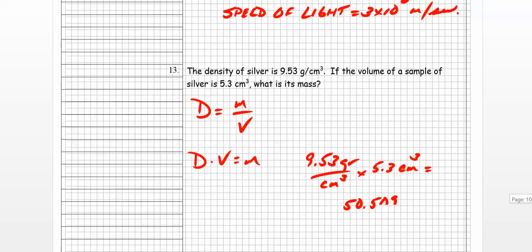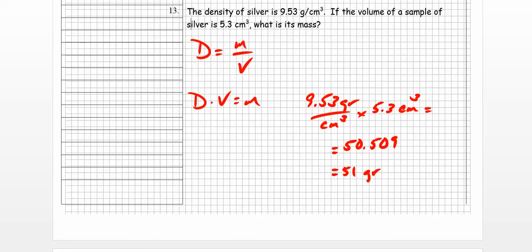Number 13 says this. It says the density of silver is 9.53 grams per cubic centimeter. If the volume of a sample of silver is 5.3 cubic centimeters, what is its mass? We need to be able to manipulate the basic density formula. We know that the basic formula is density is equal to mass divided by volume. So if I want mass, I'm going to pull volume up, right? I'll pull that up. So I'm going to say density times volume is equal to mass.